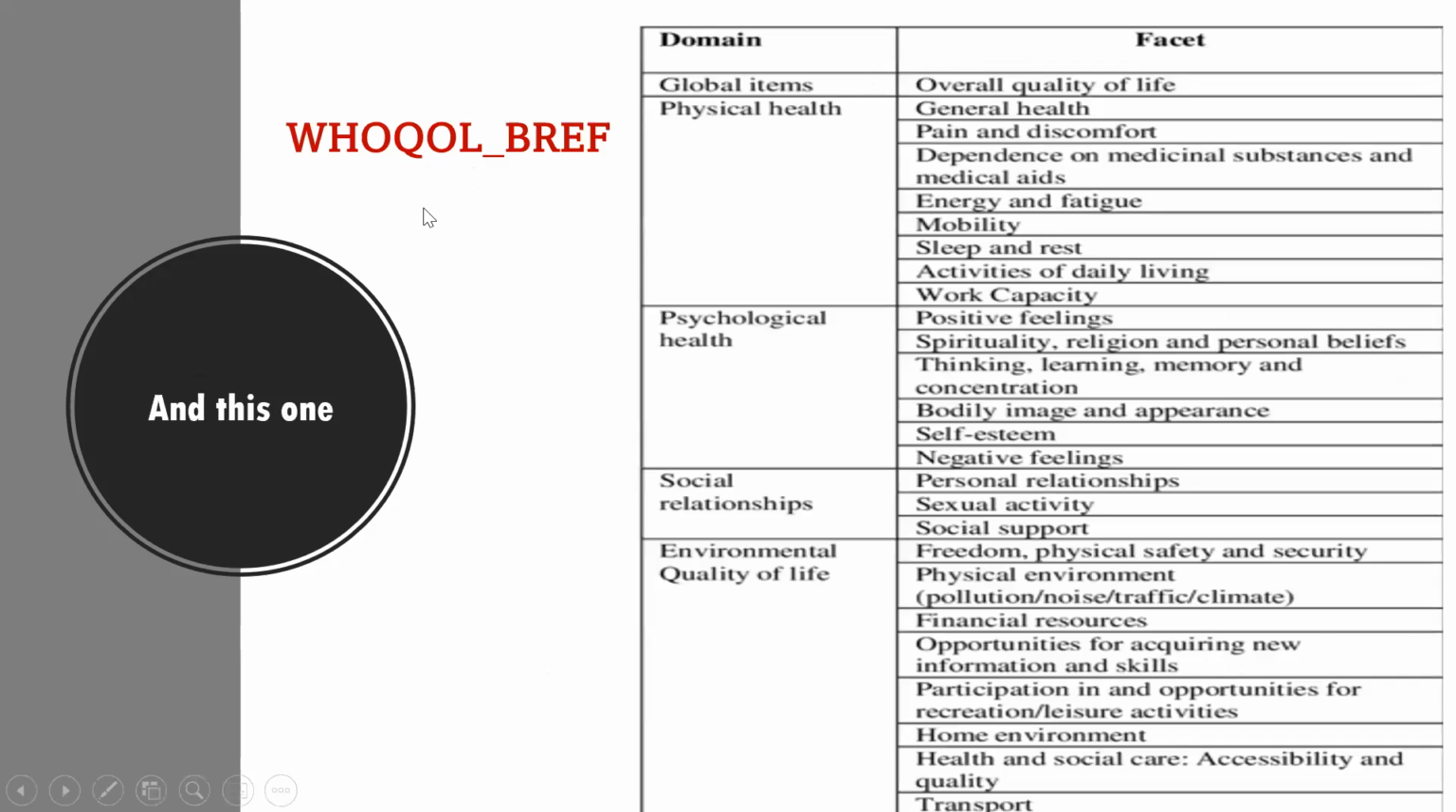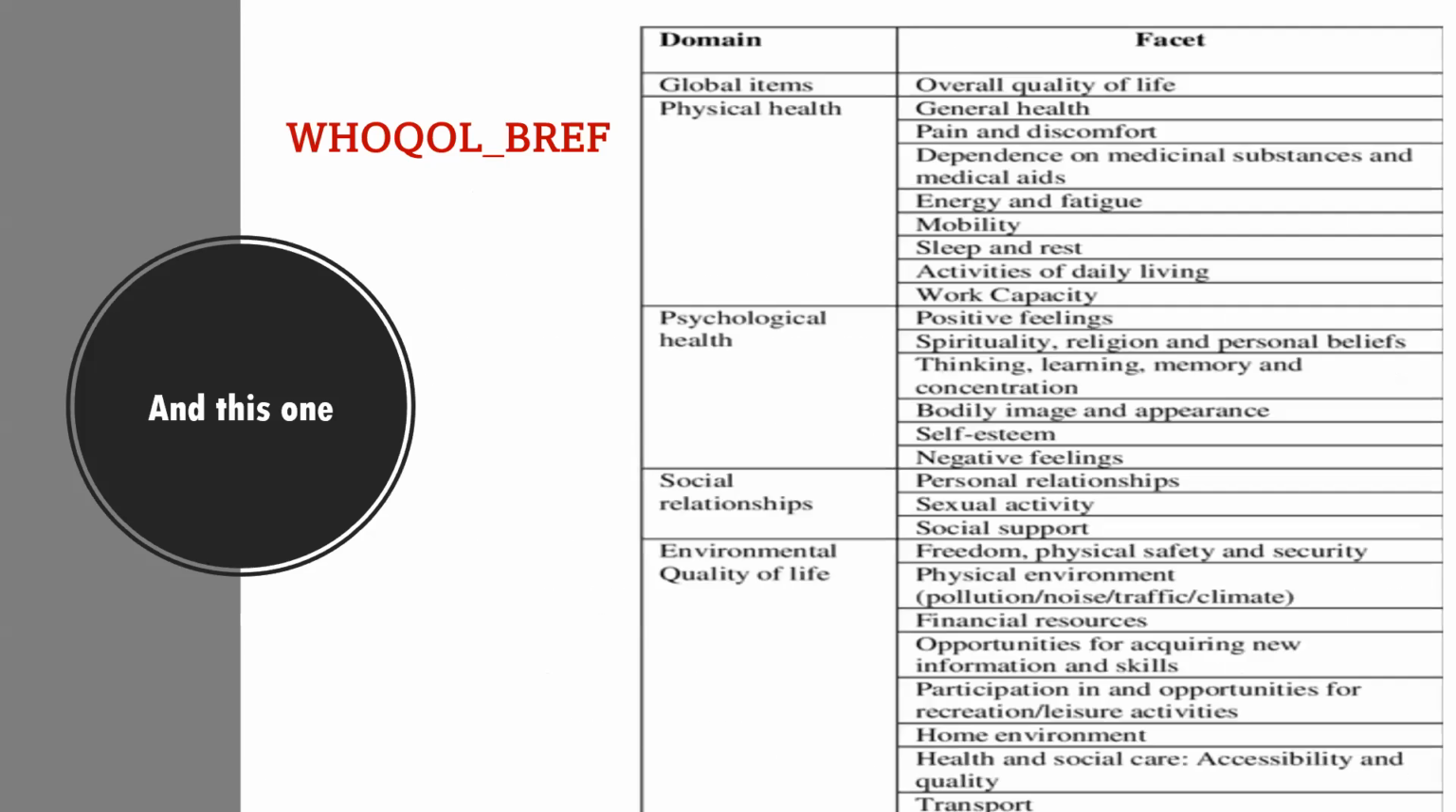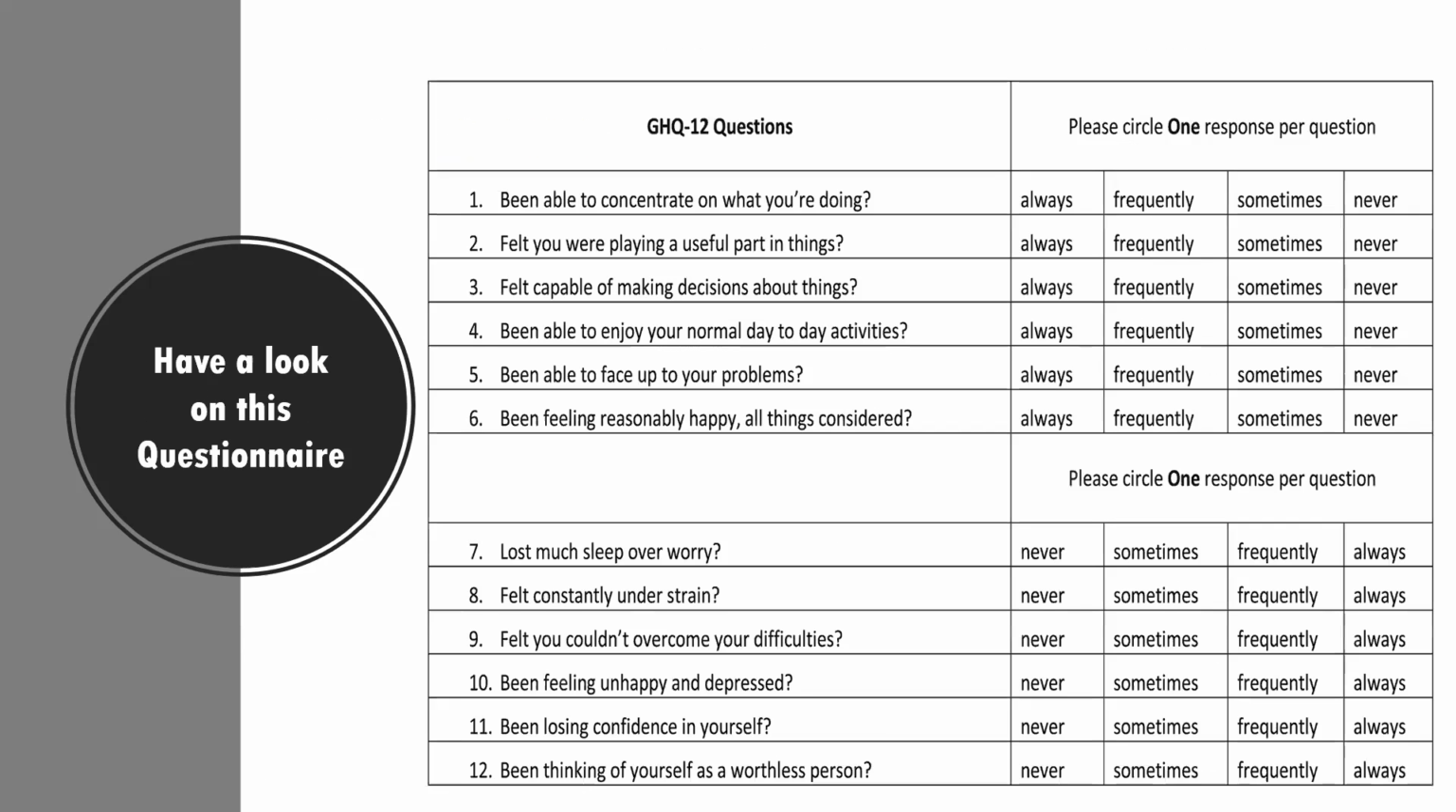Now in this case, is it unidimensional or multidimensional? Multi. Because you can see there are physical, psychological, social. So what difference have you noted in the structure of both questionnaires? In this, that is physical health, psychological, social relationship, and in this, GHQ.